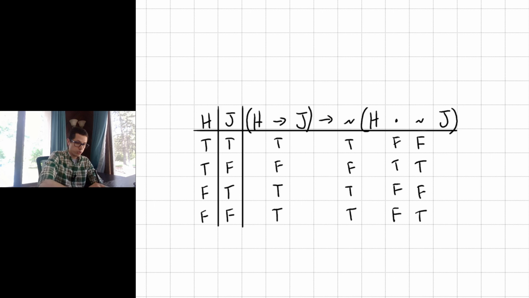True implies true, that's true. False implies false, that's true. True implies true, that's true. And true implies true, that's true. So we have all of our truth values here. And it turns out that this statement is true on every single row. So this is a tautology.